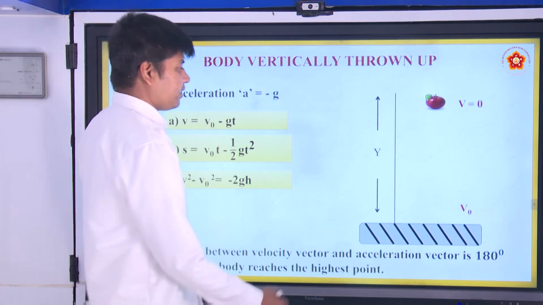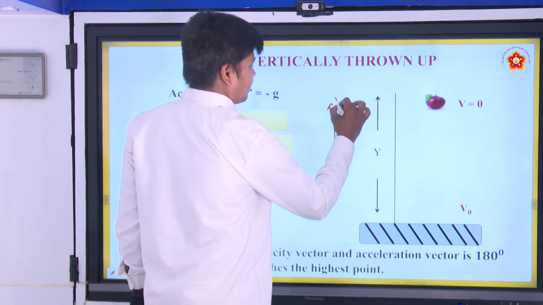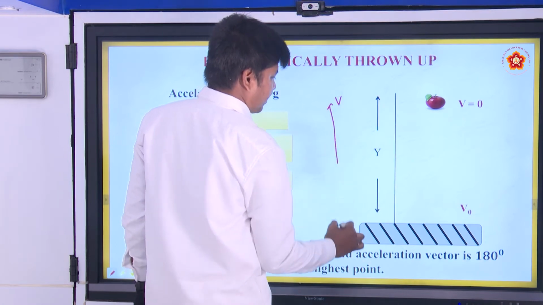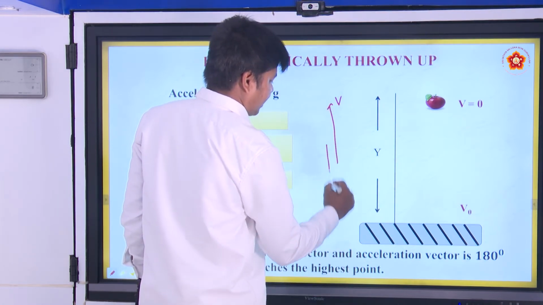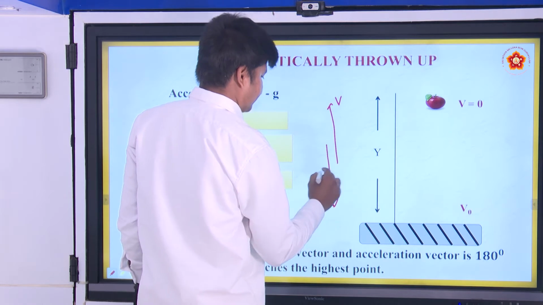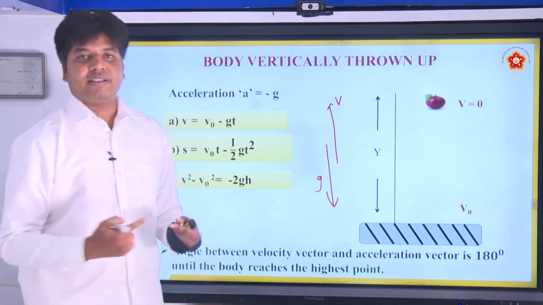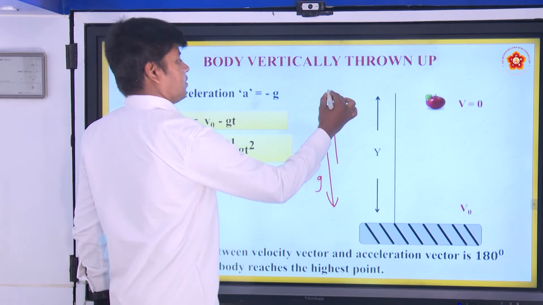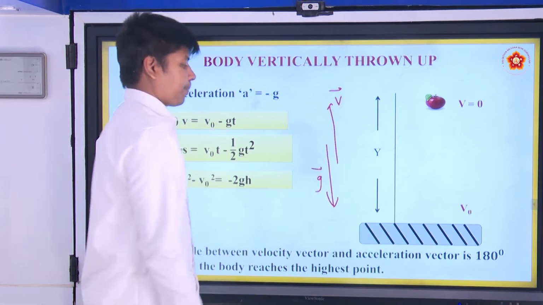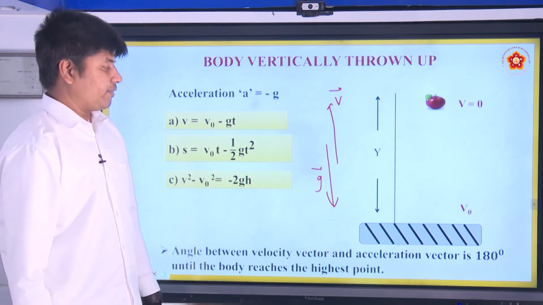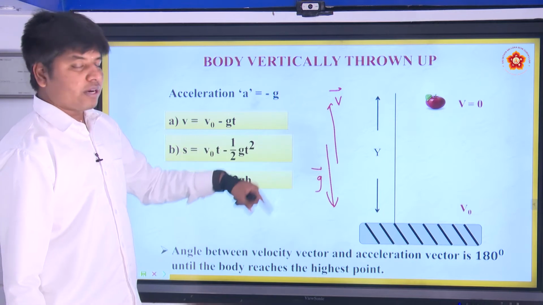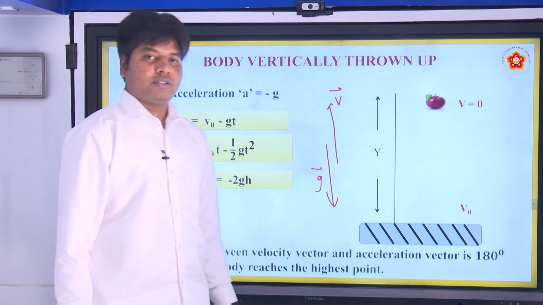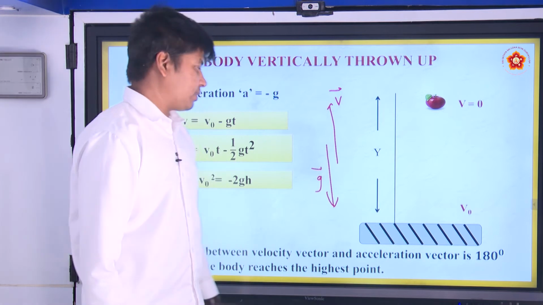You know that, right? The velocity is going in this direction because I am giving the velocity in this direction, and the acceleration is in this direction. So they are anti-parallel. This is the velocity vector, this is the acceleration due to gravity vector. So these two are at 180 degrees. Cos 180 is what? Cos 180 is minus 1. All right.